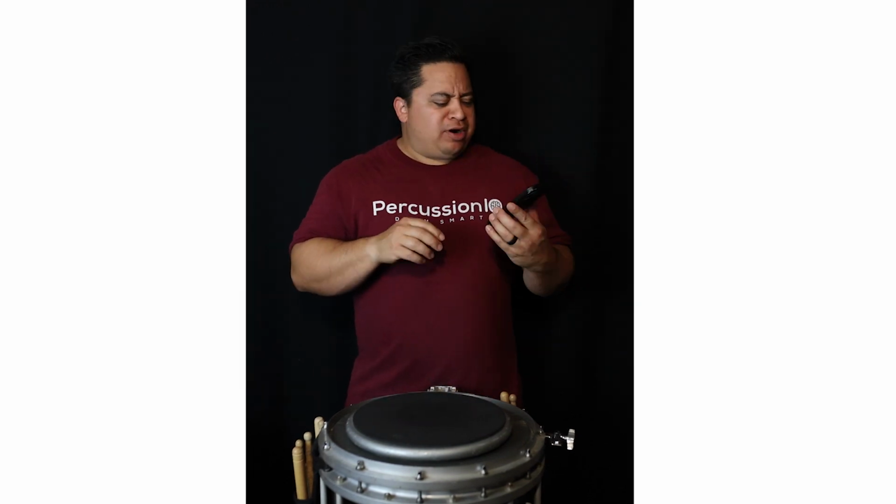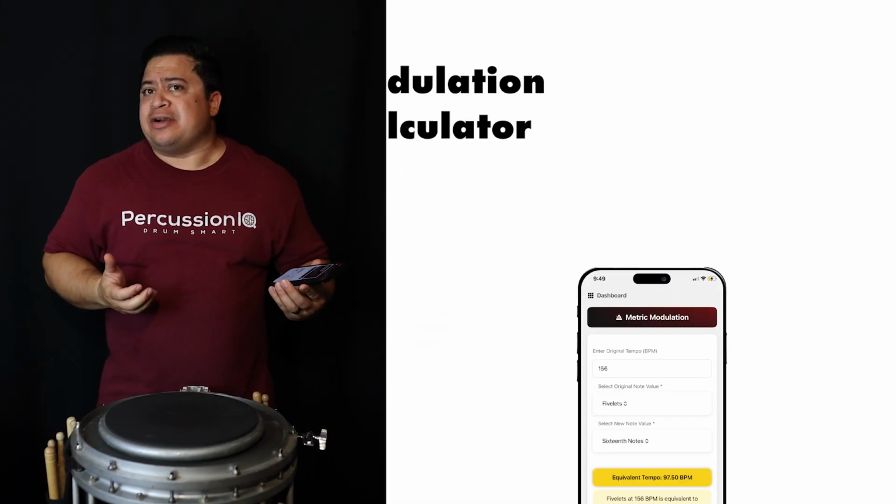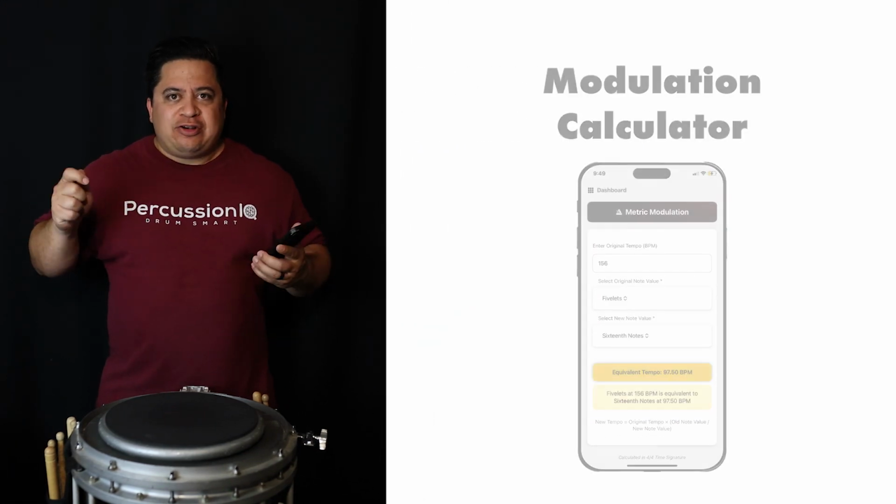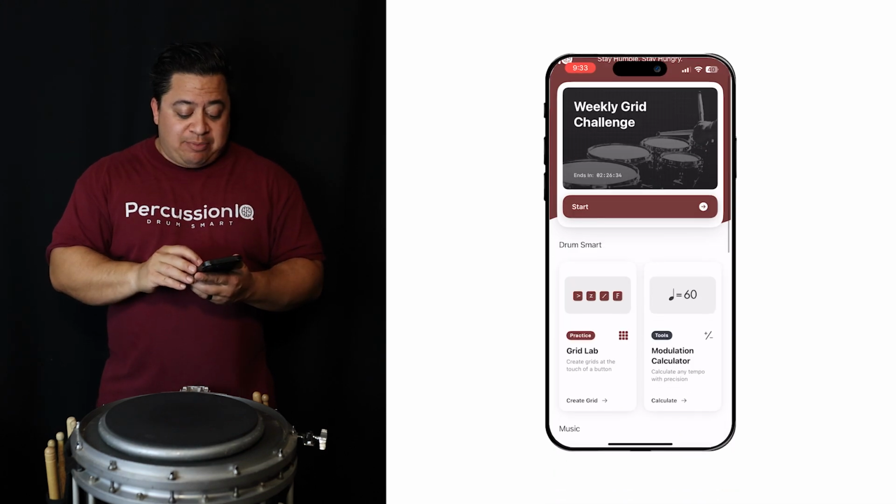Today we're going to open up our brand new Percussion IQ app, and we're going to focus on the Modulation Calculator. What is the Modulation Calculator? Sometimes there's things that you play and you have a certain hand speed. Let's say we're doing triplets at 160, and we say, hey, if I keep my hand speed the same, what would that be as 16th notes? It would actually be 120. Now, how did I come up with that? That'd be the Modulation Calculator.